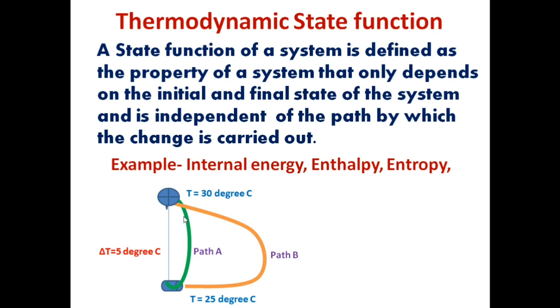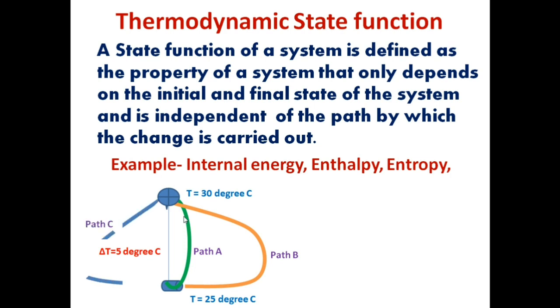Now, if you choose another path to reach there, which is quite a longer path, path B, still the temperature at the initial stage is 25 degrees Celsius and at the final stage it is 30 degrees Celsius. Then the temperature difference is still 5 degrees Celsius. It means that it does not depend upon the path by which the change is carried out. It only depends upon the initial temperature and the final temperature.